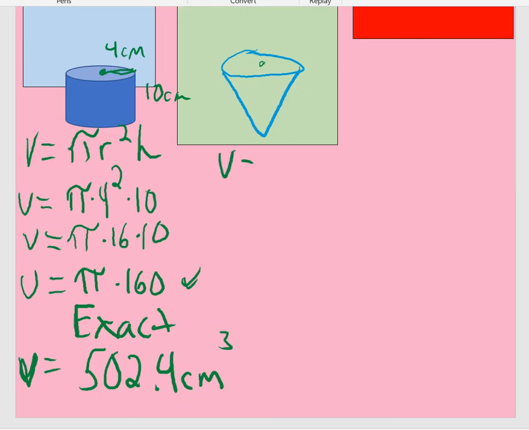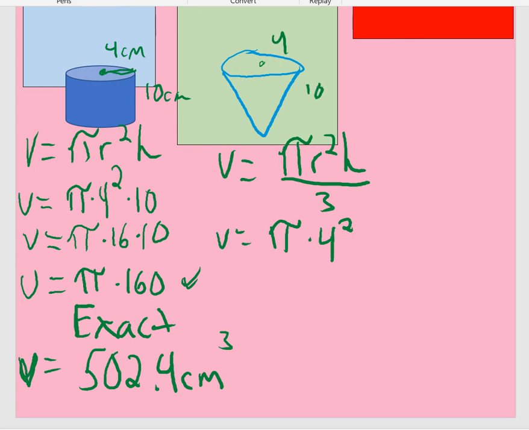So the volume, we're going to write the formula down. I'm going to divide by 3. I'm going to say pi r squared times the height divided by 3. My radius is 4, so I'm going to say 4, and this is a 10. Still, it's the same dimensions. It's just now we have a cone. And then we're going to multiply that by 10, and we're dividing by 3.